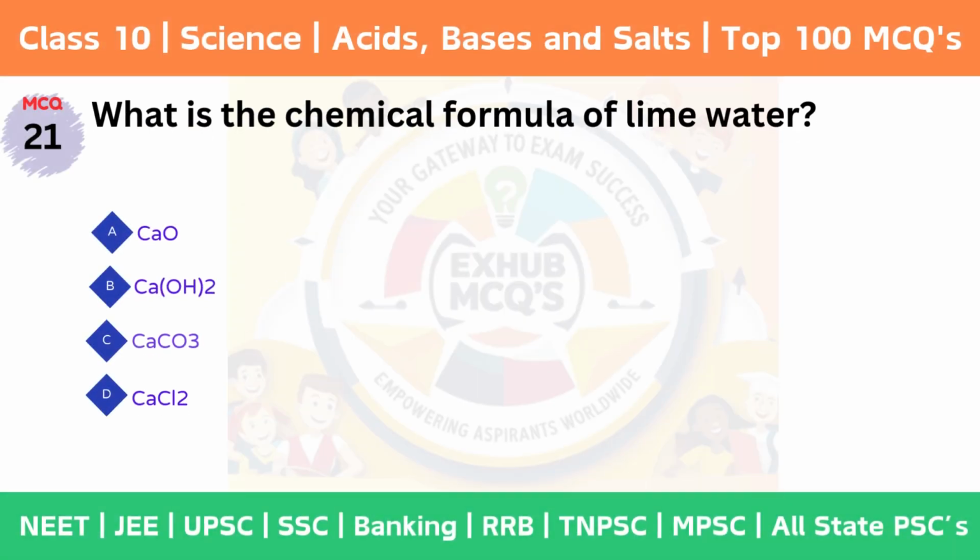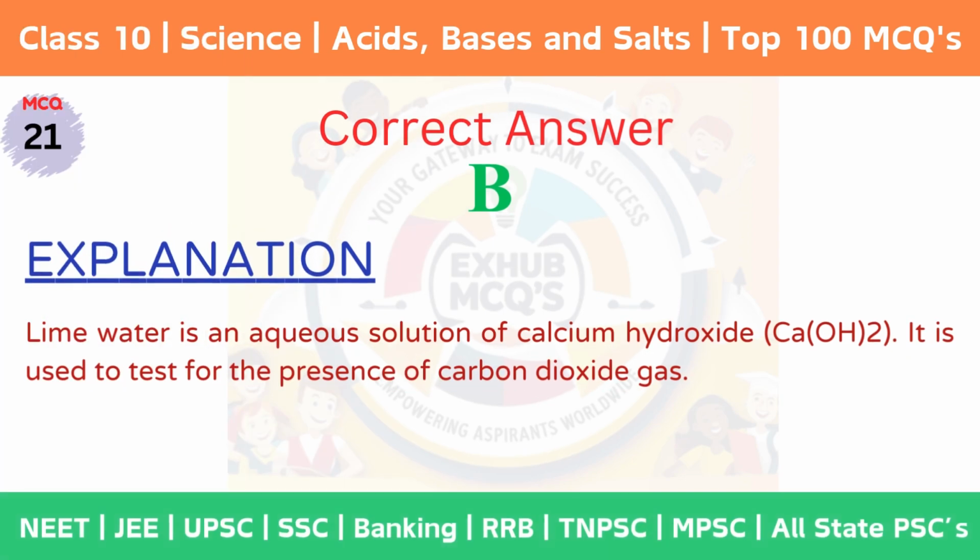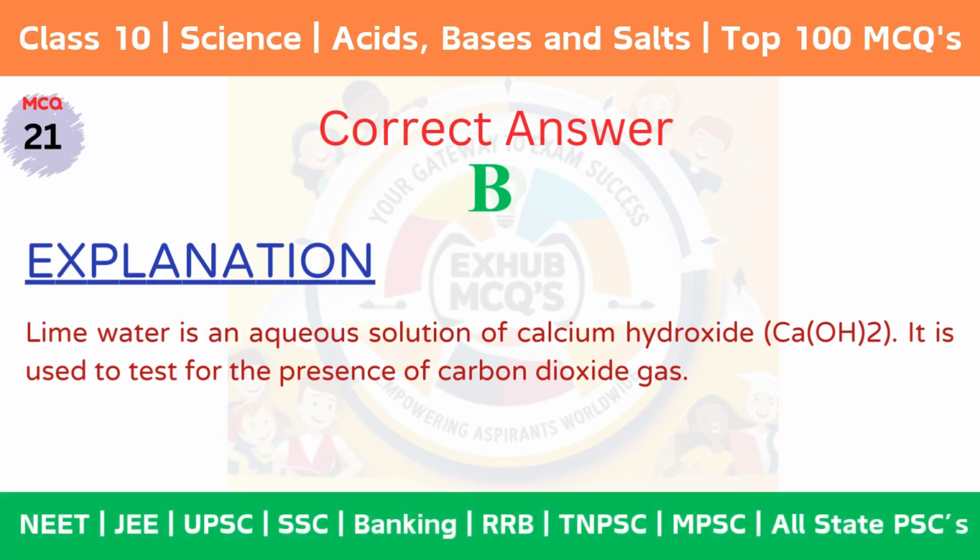What is the chemical formula of lime water? Option A, CaO. Option B, Ca(OH)2. Option C, CaCO3. Option D, CaCl2. The correct answer is option B, Ca(OH)2.